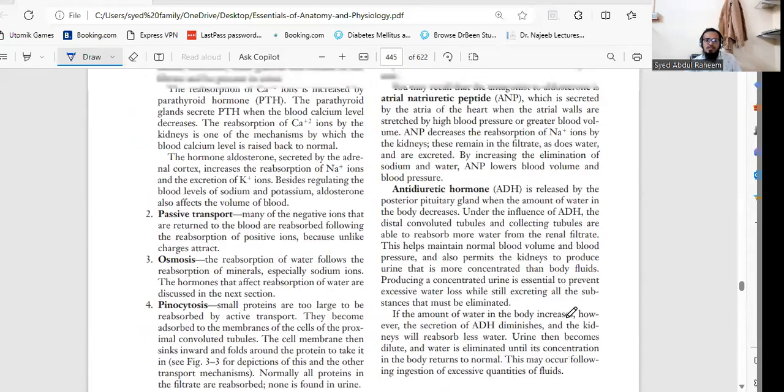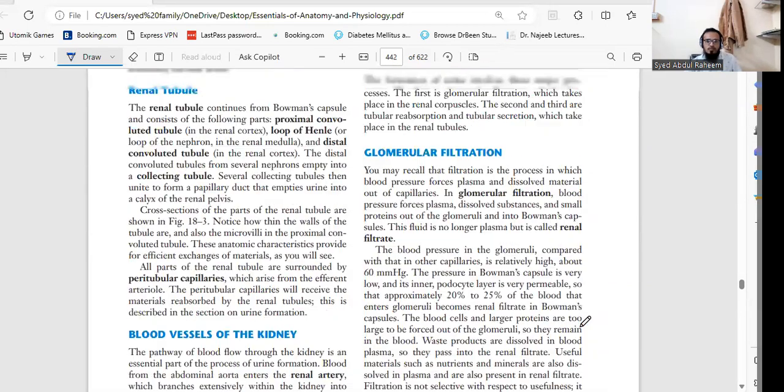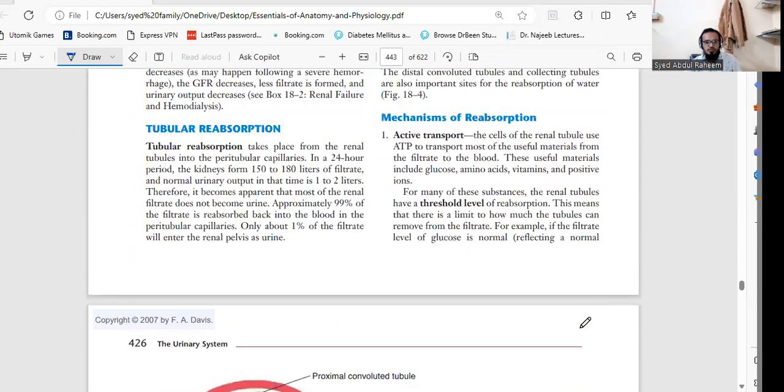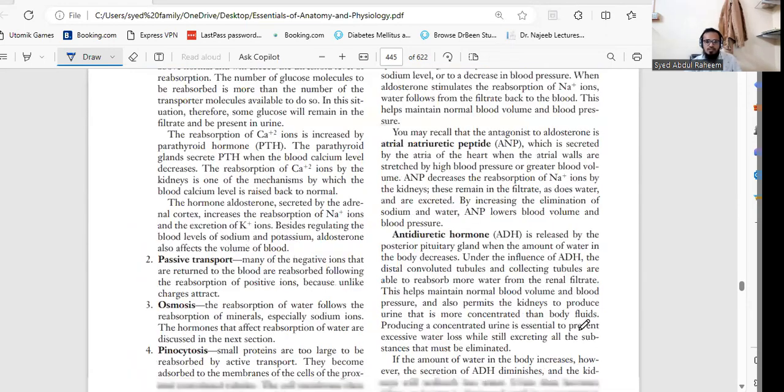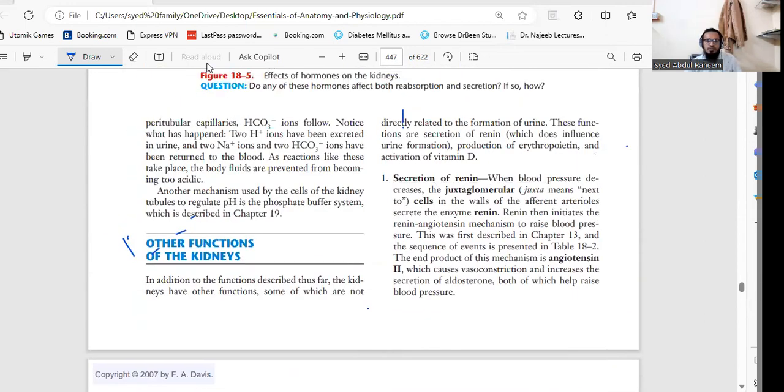So basically, yesterday we discussed how urine is formed: glomerular filtration, tubular reabsorption, tubular secretion, everything, and acid-base balance. Now we will discuss other functions of the kidney.